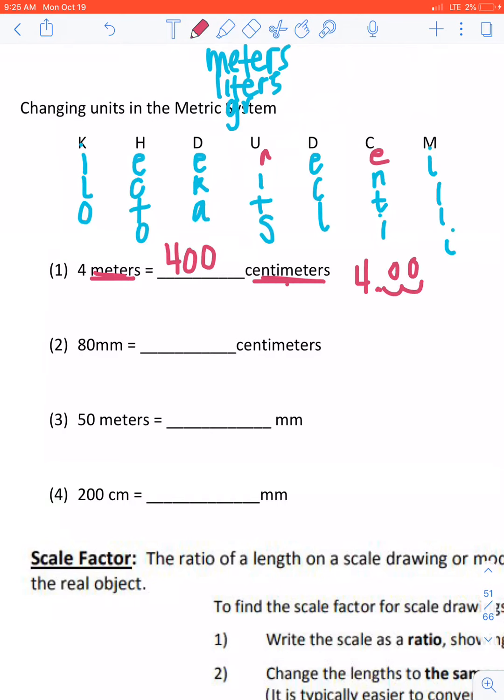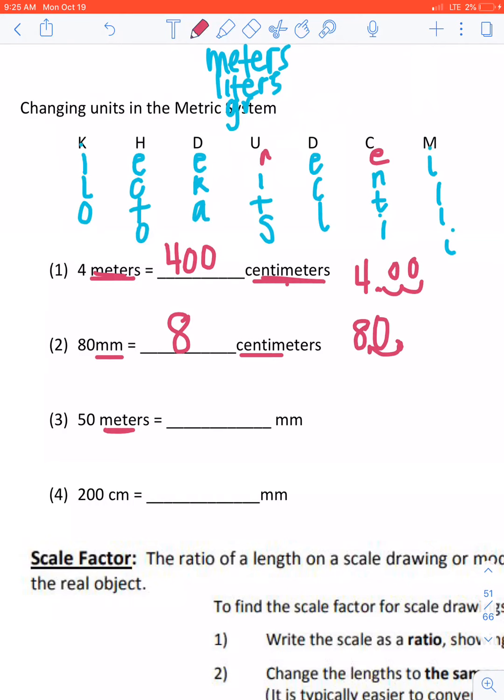Okay, so for the second one, now we're going from millimeters to centimeters. So from the M, milli, to the C, centi. So that's 1 spot. This time we're moving to the left. So a whole number starts with a decimal point at the end. So the number we're working with is 80. We're going to move it 1 spot to the left, which would make that an 8. All right, let me erase that.